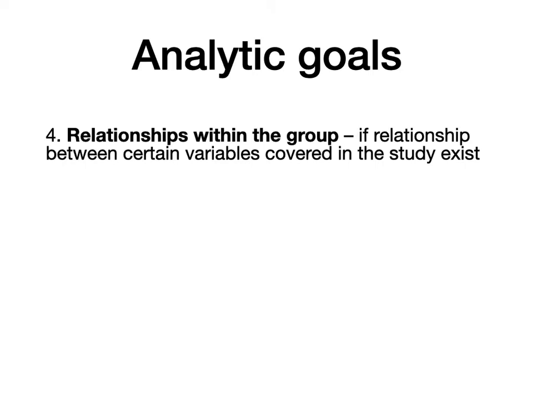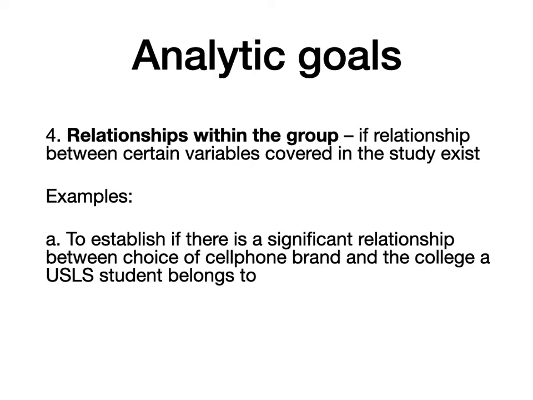Okay, let's have the fourth one: relationships within the group. Here, you check whether a relationship between certain variables covered in the study exists. Let's have the following example. You would want to establish if there is a significant relationship between choice of cell phone brand and the college a USL student belongs to. You would want to determine if their choice of cell phone brand is linked to the college where the student belongs. So you would want to determine if they are related or not.